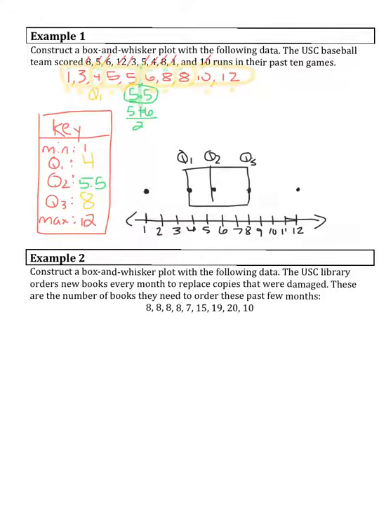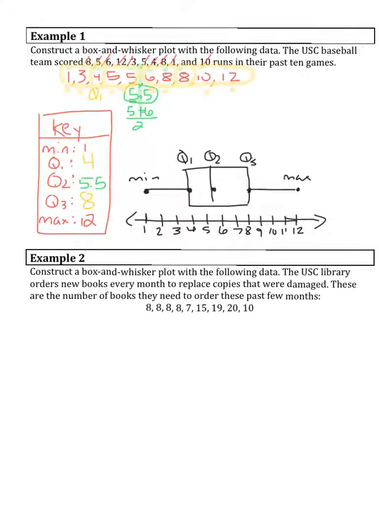The whiskers then connect your maximum to Q3 and your minimum to Q1. Again, you don't have to have these labels. We have the key next to us, so we don't need them, but this is the first one you're seeing, so I'm trying to help you out.